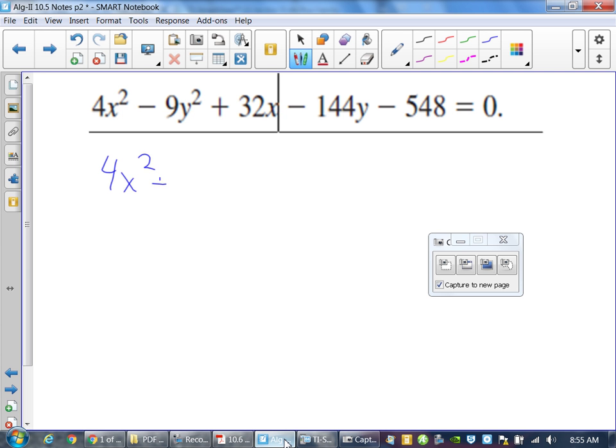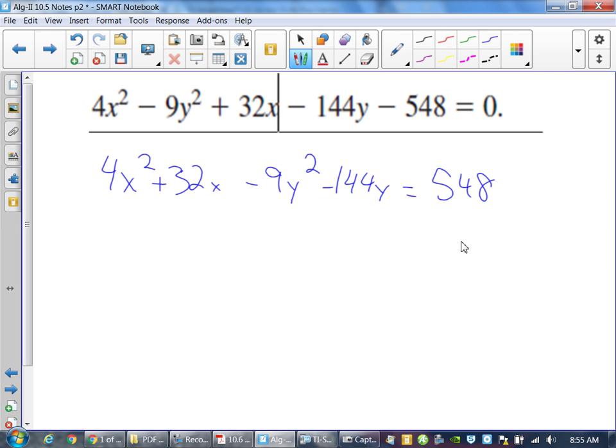Move things around. You all right with that? All I did is I grouped the x's and grouped the y's. And now I'd start the process for completing the square. The process states that the first thing you have to do is take the a value to become 1. So I'm going to factor out a 4 here.